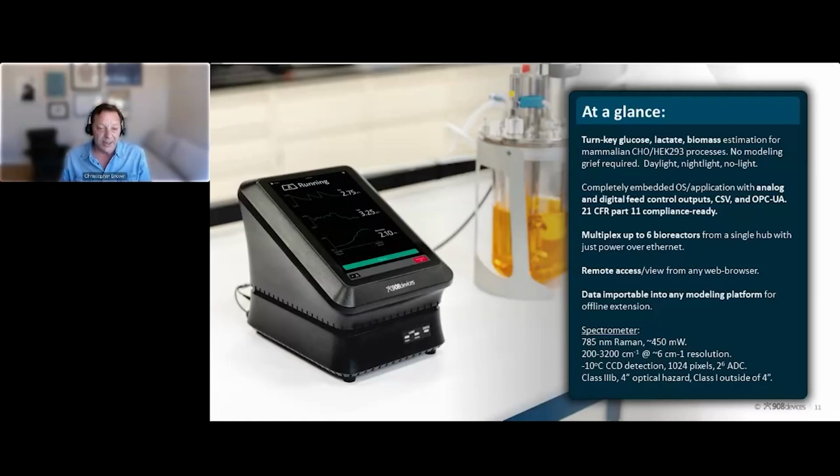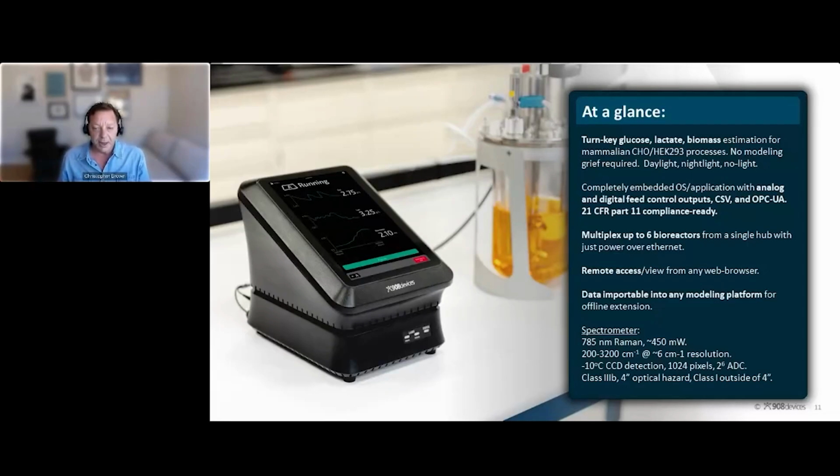It also minimizes cords, so there are plenty of cords running around bioprocess labs, power plugs, etc. But Maverick can run just with power over Ethernet, so that's a big advantage for simplicity, and it can talk to those up to 6 different bioreactors concurrently. As I noted, you can get remote access from any web browser. So type in the IP address, and you can jump straight into seeing what's going on with your bioprocesses.